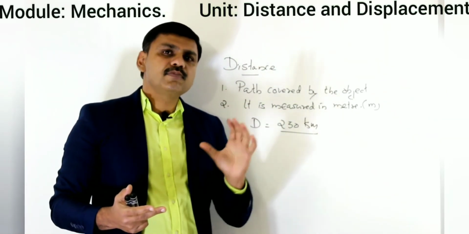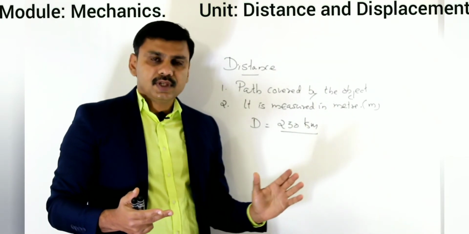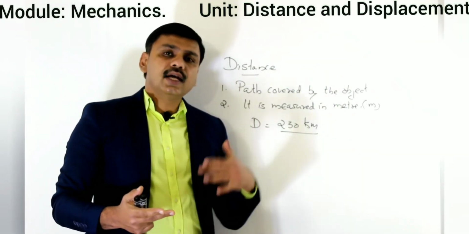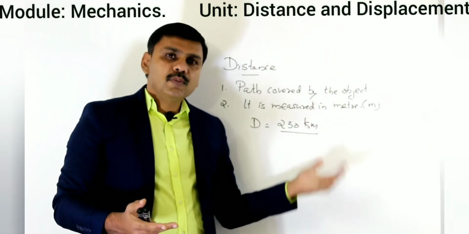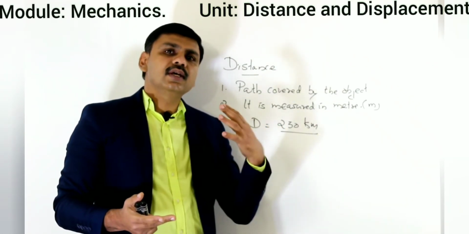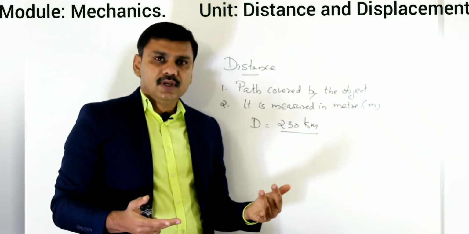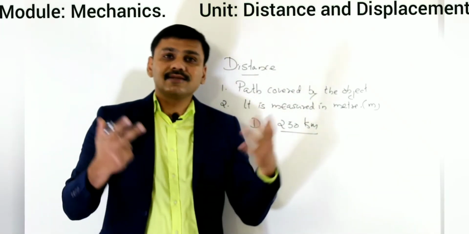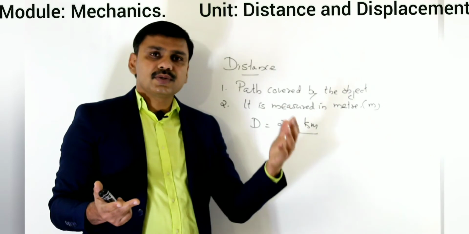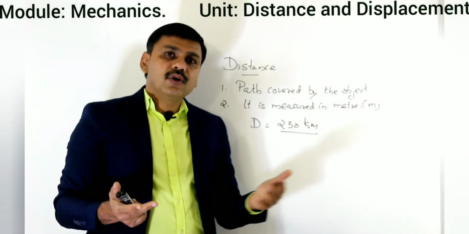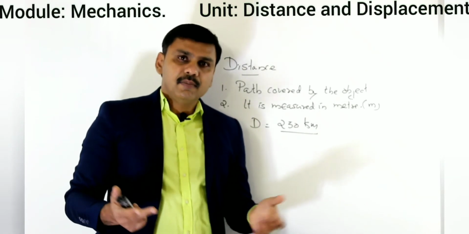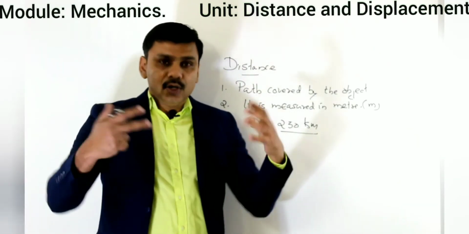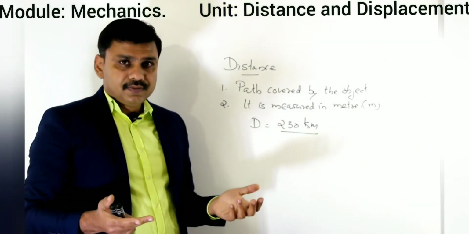Distance means it is the path covered by the object. It can take any path, and that path is measured in kilometers. Or when you do the numericals, you must use the unit meter. It is a scalar quantity. Why is it a scalar quantity? Because when you define or explain distance, there is no need of saying direction. By simply its magnitude, you can explain distance.